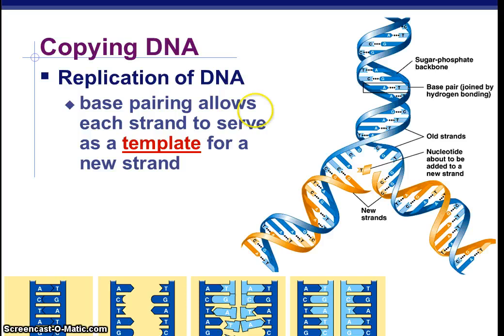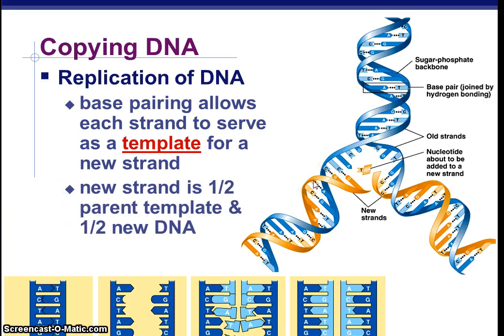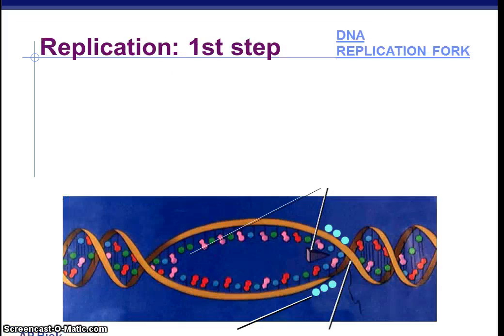So how does DNA actually replicate? There's base pairing, as we talked about, A and T, C and G, and so that serves as a template for the next one. So here's A, the new nucleotide knows that it has to be a T. So each new strand is half the old parent and half the new. And that's the semi-conservative.